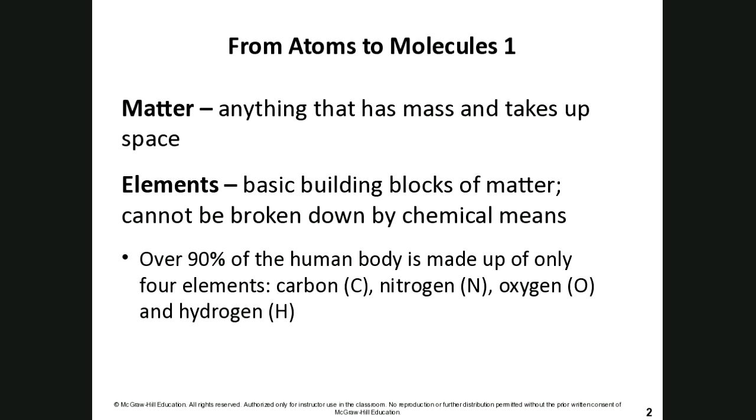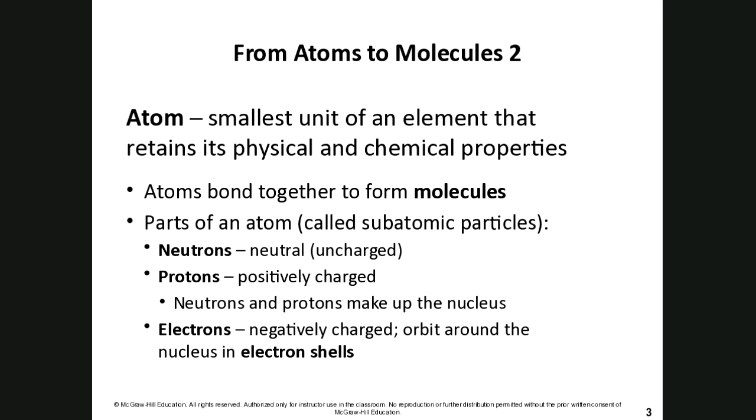Now, all of this matter is made of what we call elements, and those are the basic chemical blocks that we find on the periodic table. For the human body, 90% of the body is made up of only 4 different elements: carbon, nitrogen, oxygen, and hydrogen. And those 4 elements combine in very unique ways to make the proteins, the lipids, the carbohydrates, and the nucleic acids, or the genetic material that makes up your body. So about 90% of your entire body is just made of those 4 elements.